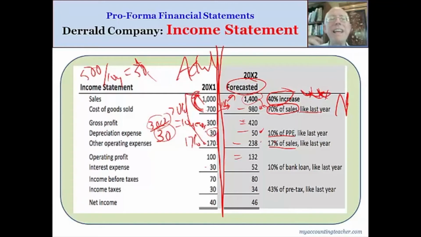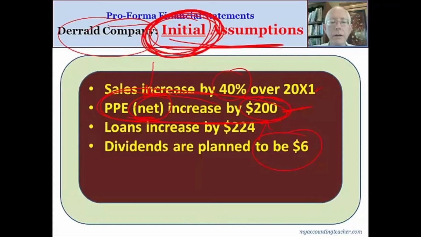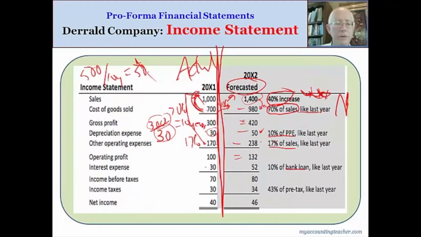No. Interest expense is tied to loans. So let's take a look at the loans. Last year, the bank loans were 300. And we're forecasting, or our decision is that the loans are going to increase by 224. So if loans increase by 224, they're going to go from 300 up to 524. That's great. Well, what's that going to do to my interest expense? Well, you tell me. Let's do a simple calculation here.